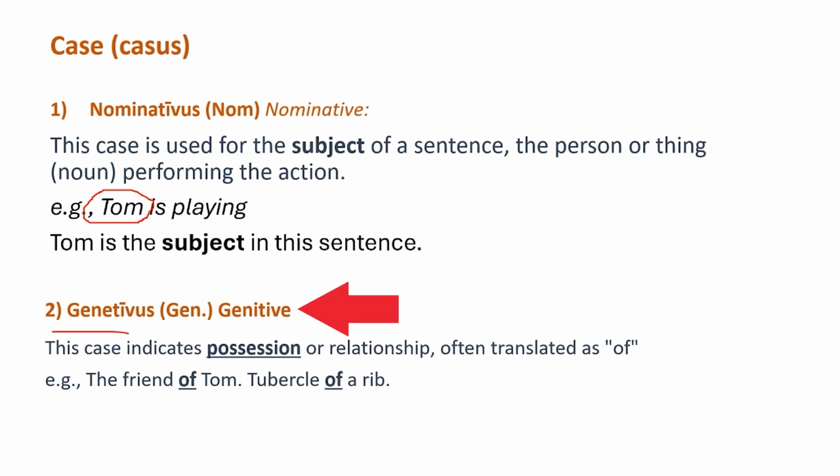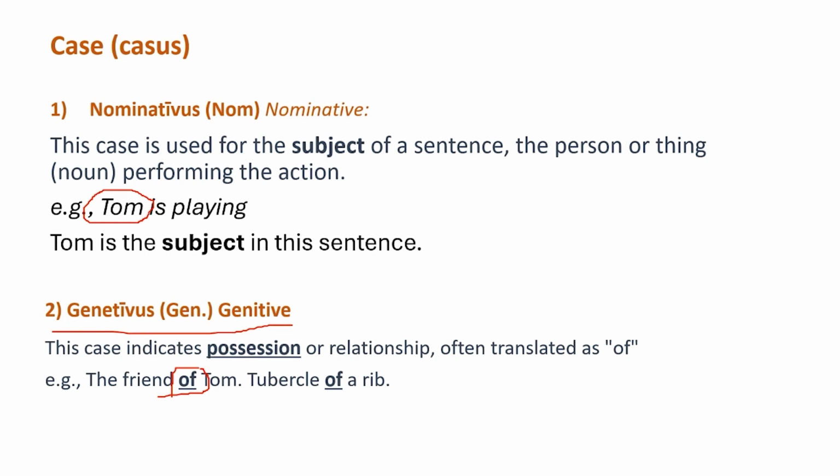How about genitivus? The genitivus case indicates possession or relationship. Possession or relationship. So another example is the friend of. If you see of, it denotes relationship or possession.